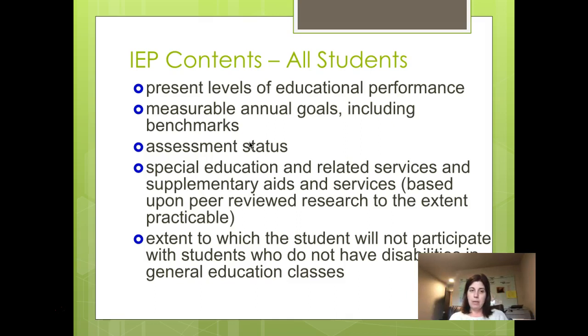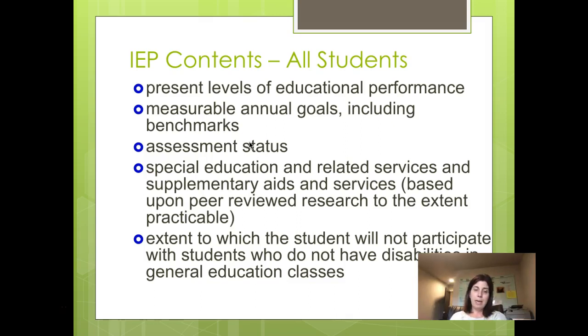And then it talks about assessment status. Every 3 years, we talked about, assessments and evaluations need to be given, and an IEP will contain the status of those assessments. And then IEPs will also talk about special education and related services and supplemental aids and services. And you'll read more about all of this in your readings this week. It does mention in IDEA that all of these services need to be based on peer-reviewed research to the extent practicable. So that's not always easy to do, but it's just really important to remember that that is something that we want to strive for.